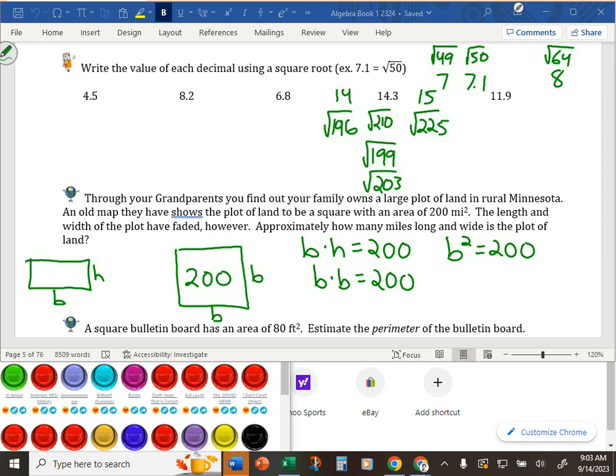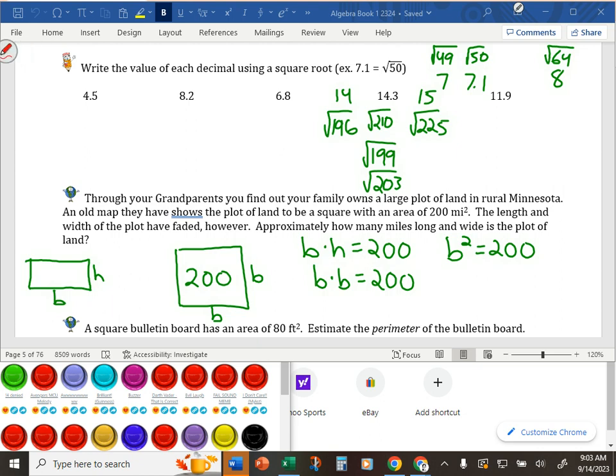And so if we want to figure out what b is, we want to solve for the length and width, the base and the height of this square. How do we take an equation like b squared equals 200 and undo an exponent? Think of those opposite operations. What undoes an exponent? You find the square root of both sides. Yeah, a root undoes a power.